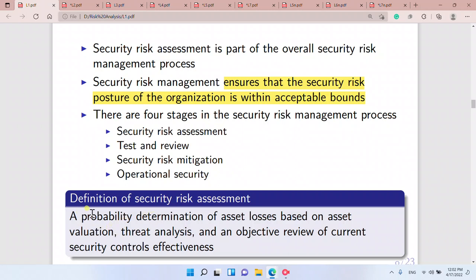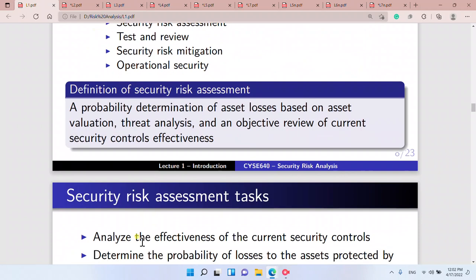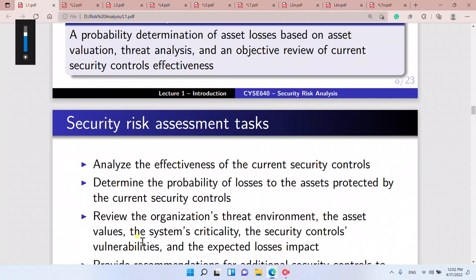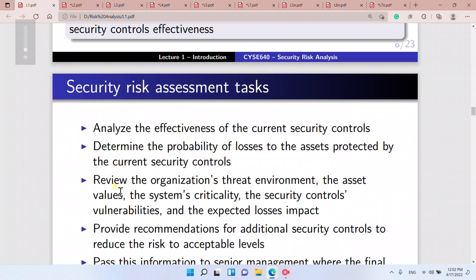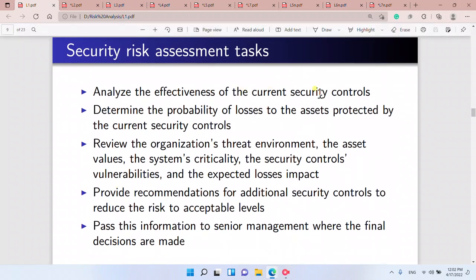The definition of SRA is the probability determination of asset loss based on asset valuation, threat analysis, and an objective review of current security control effectiveness. Security risk assessment tasks: we analyze the effectiveness of the current security controls, and we determine the probability of losses to the assets protected by the current security controls.